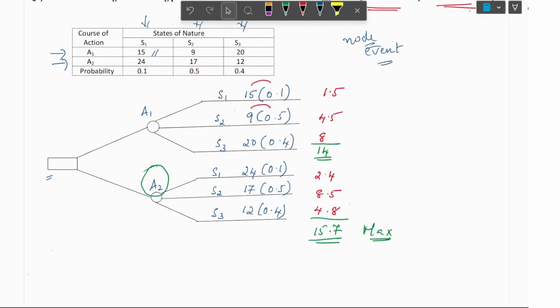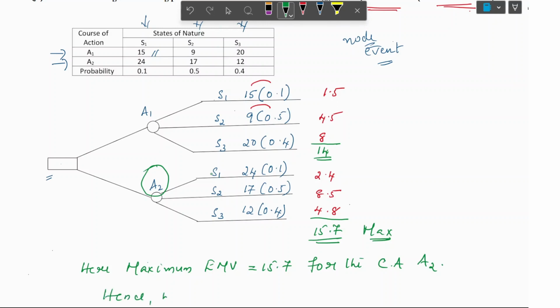You are going to write one step: here, maximum EMV, expected monetary value, equal to 15.7 for the course of action A2. Hence we choose the best action as A2.